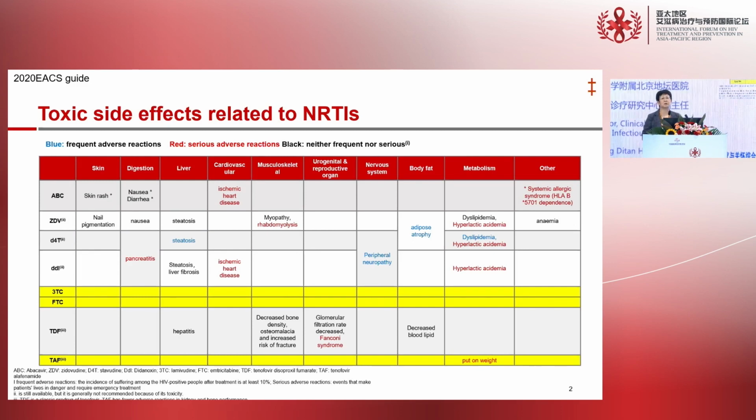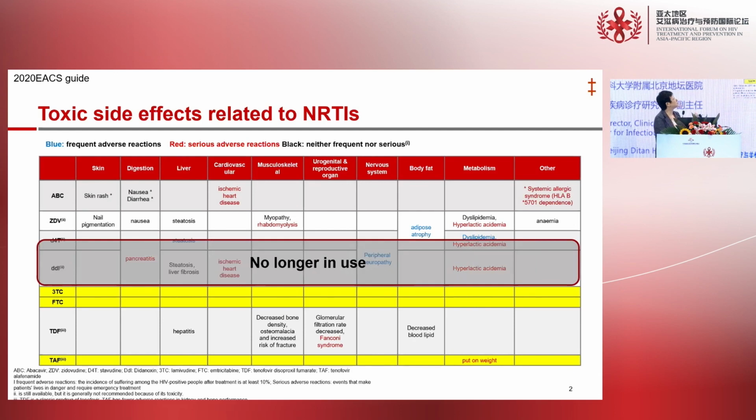However, it has some renal problems and also bone density impairment. So you can see that osteoporosis may be a side effect of TDF. And have a look at the new drug in the NRTI class, which is TAF. TAF side effect is 1/10 lower than TDF. However, there is another downside, which is body weight gain with TAF.